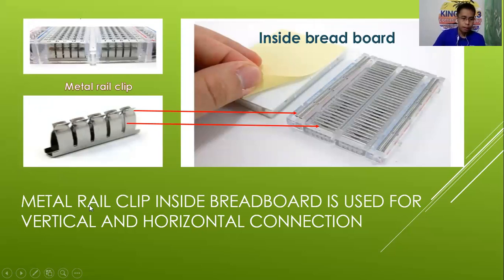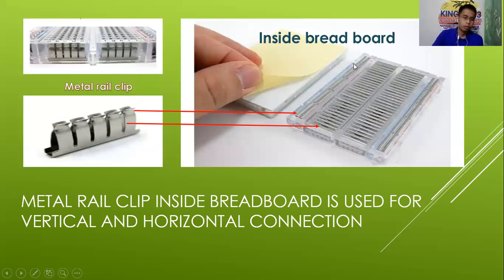Inside the breadboard, it has a metal rail clip used for vertical and horizontal connection. This is the metal rail clip. This is the vertical rail clips. They are separated from each other. So there are rails vertically, and there are also rails horizontally. This part.